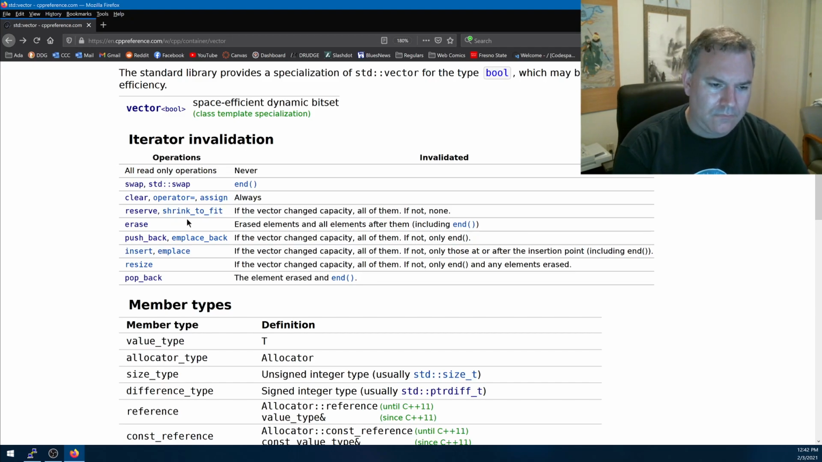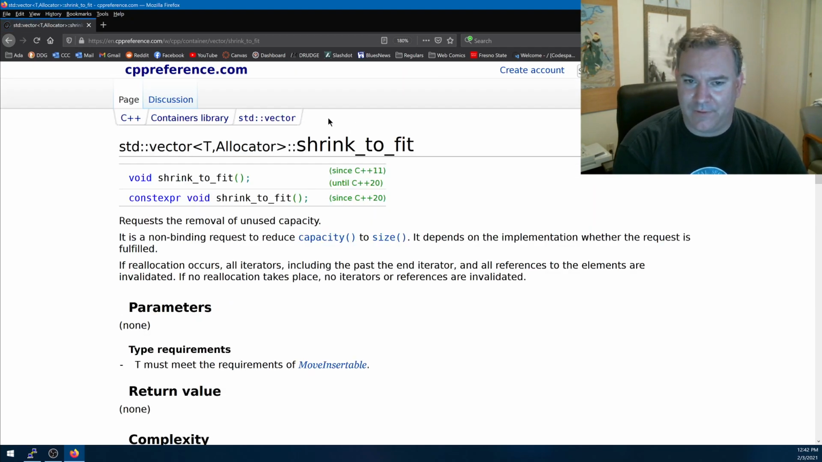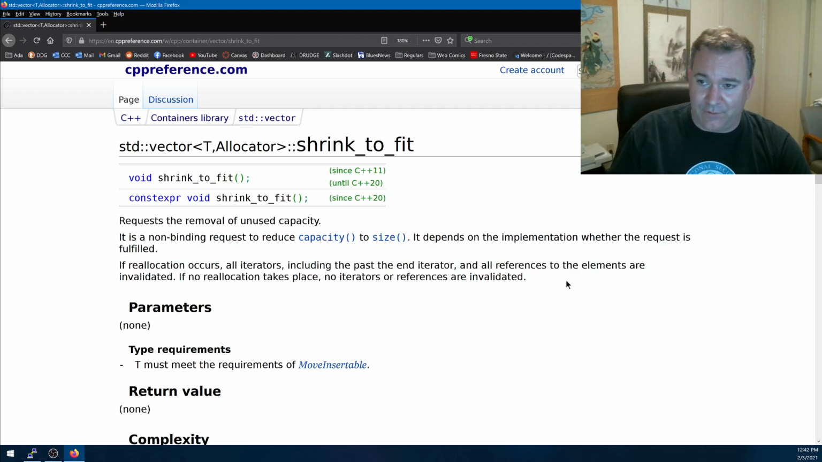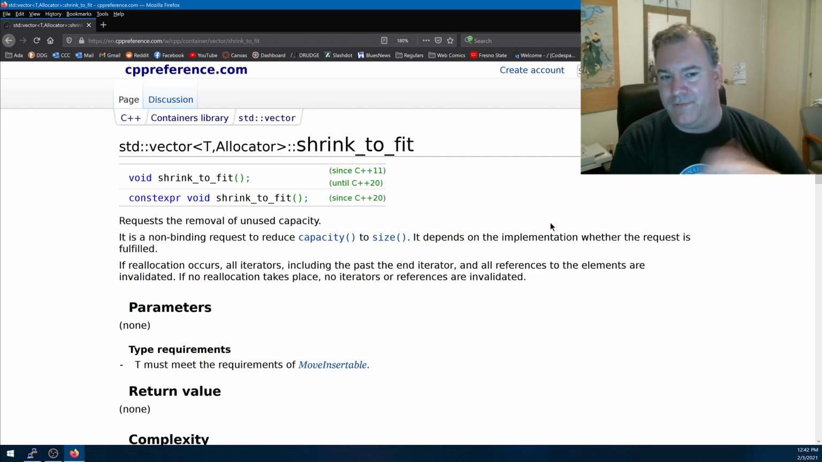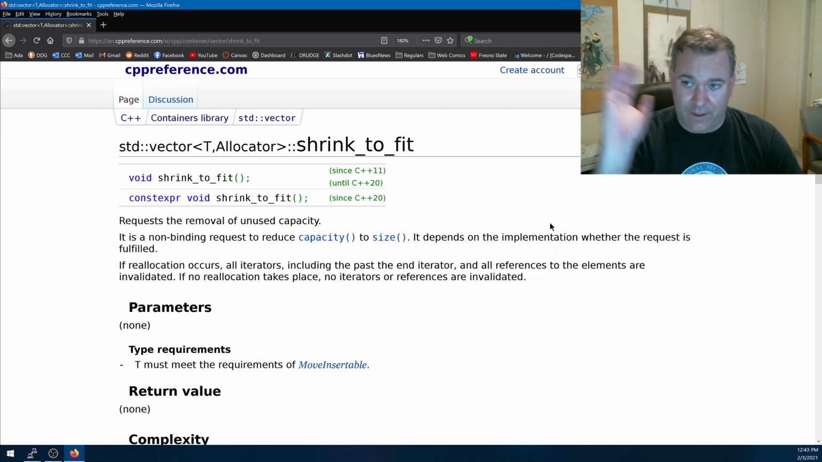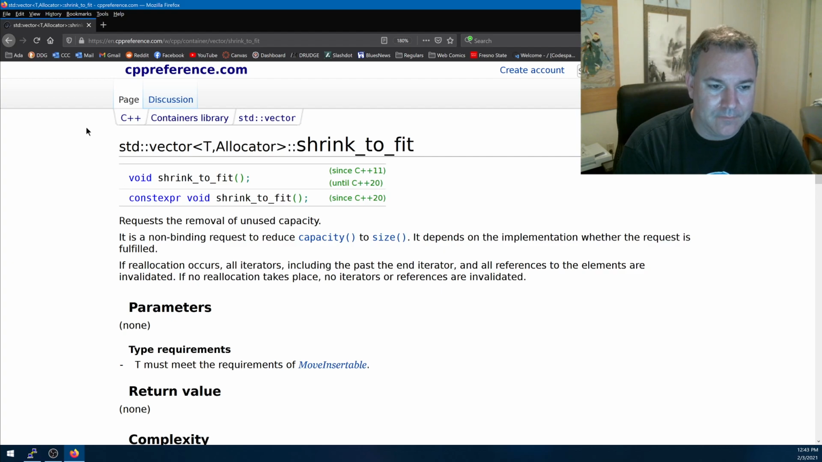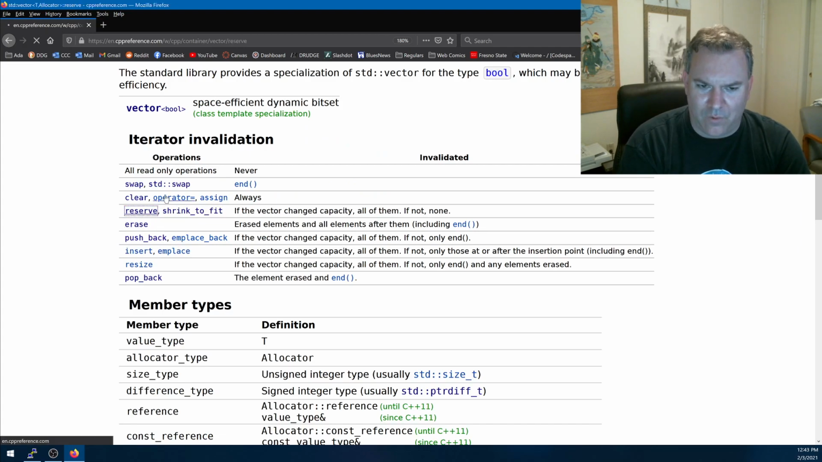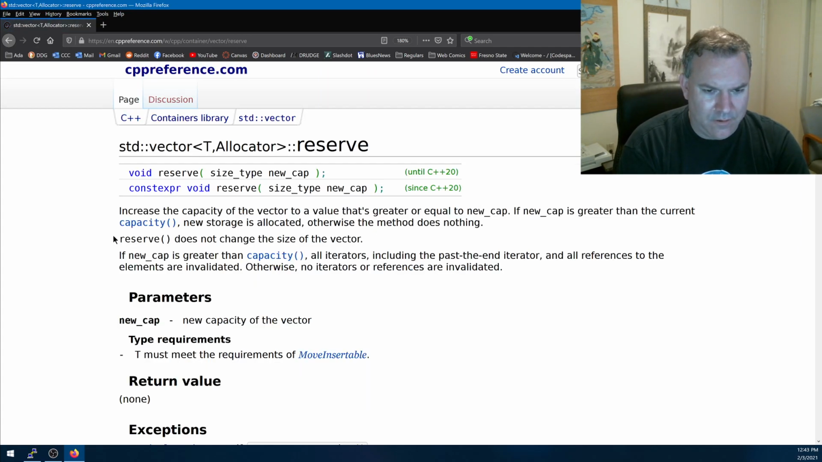Okay. So shrink to fit is the opposite of reserve. Basically, if you've added a lot of things to a vector and then you've deleted a lot out, you can call shrink to fit, and then the amount of memory used will shrink down as well. So if you don't need as much memory anymore, shrink to fit will basically free up a lot of the memory. It doesn't have to, I don't think. Like reserve, I think, can be ignored also. Reserve does not change the size of the vector.